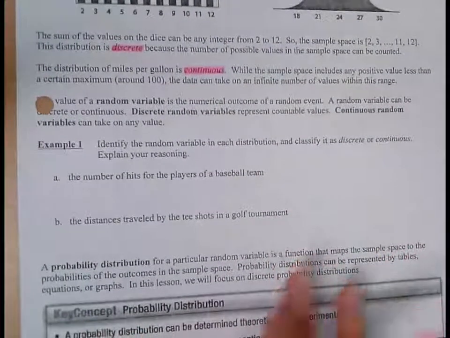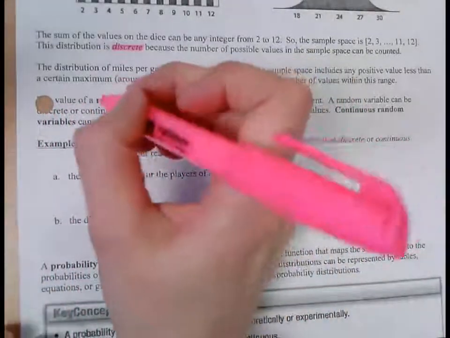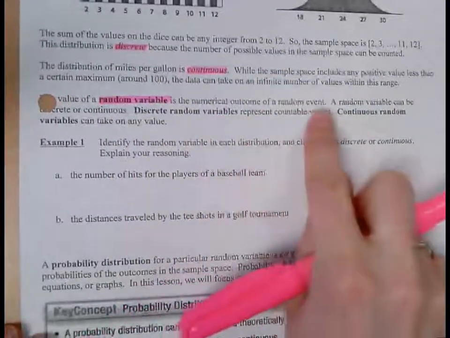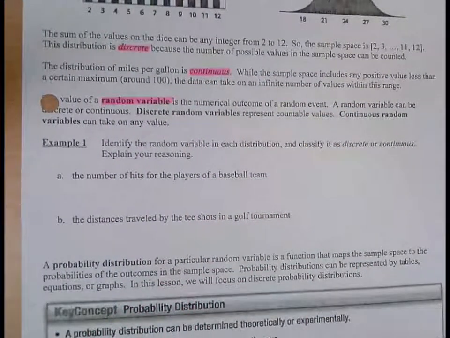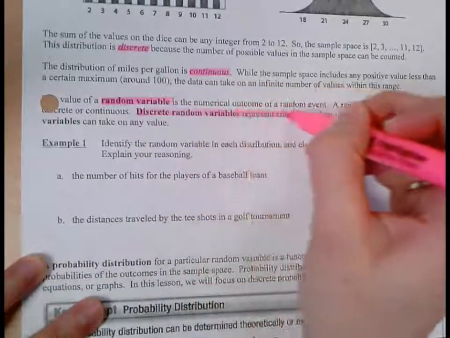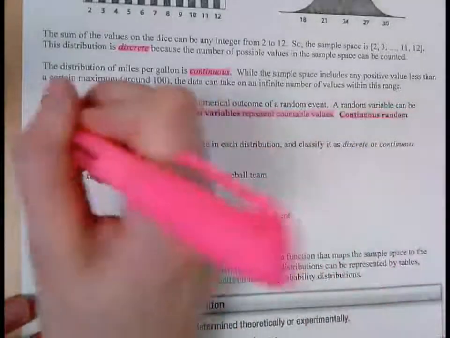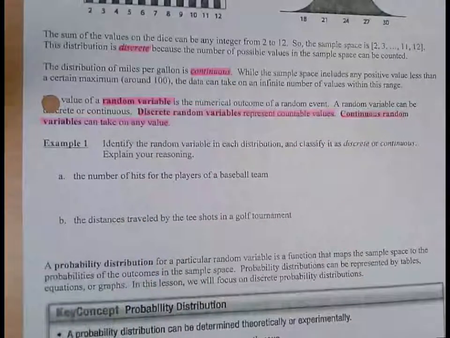So then more definitions before we get into these first two examples. It says the value of a random variable is the numerical outcome of a random event. A random variable can be discrete or continuous. Discrete random variables would be countable values like the sum of two dice. Continuous random variables can take on any value within a given range. So again, think of, are there specific values I could have, or could the value be anywhere in between a certain range, including any decimals or fractions, is kind of what you're looking at between the two.